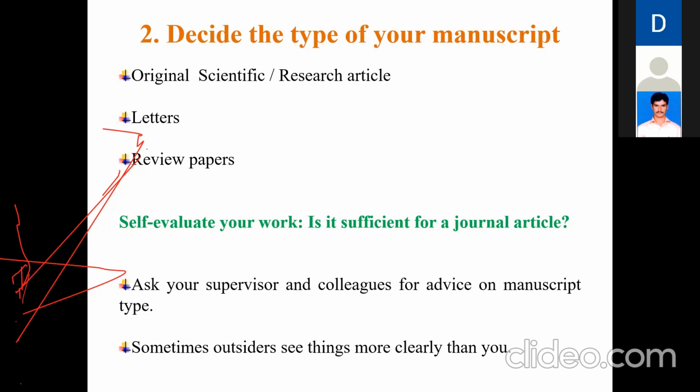So what type of manuscript are you going to write? That is the original scientific article or research article. The second one is letters. The third one is review papers. These are the types of manuscript. Original scientific and research articles are what all academic people are doing. Letters are very restricted by pages, that is 1 or 2 or 3 or 4 pages.